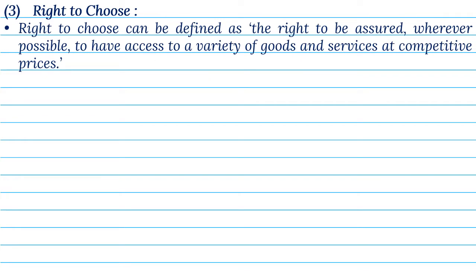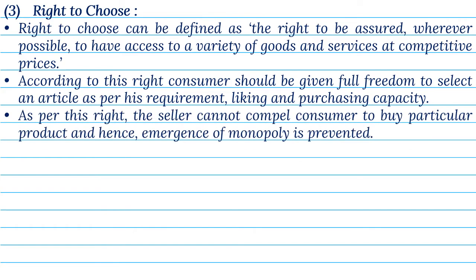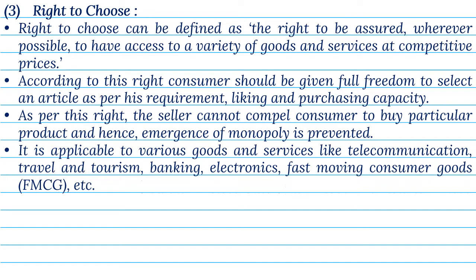3. Right to choose. Right to choose can be defined as the right to be assured, wherever possible, to have access to a variety of goods and services at competitive prices. According to this right, consumers should be given full freedom to select an article as per his requirement, liking, and purchasing capacity. As per this right, the seller cannot compel consumer to buy particular product, and hence, emergence of monopoly is prevented. It is applicable to various goods and services, like telecommunication, travel and tourism, banking, electronics, fast-moving consumer goods, that is, FMCG, etc.